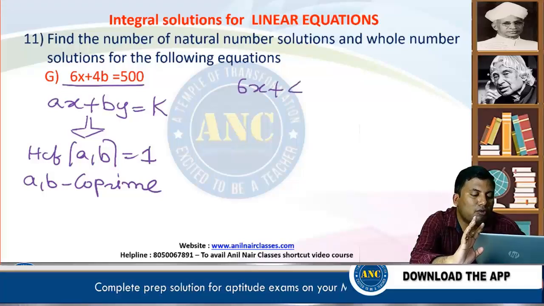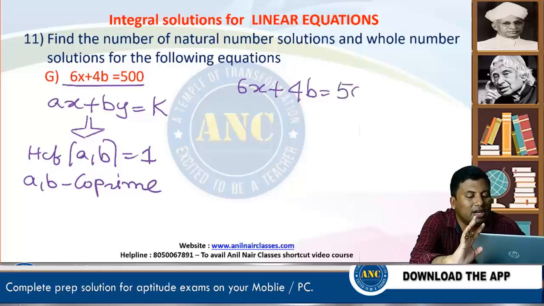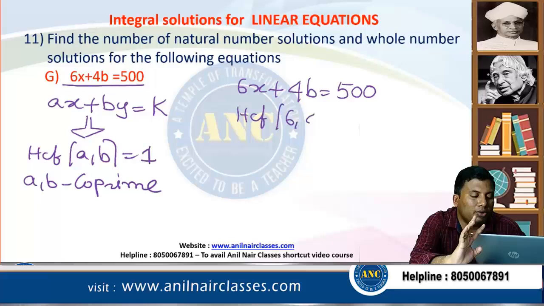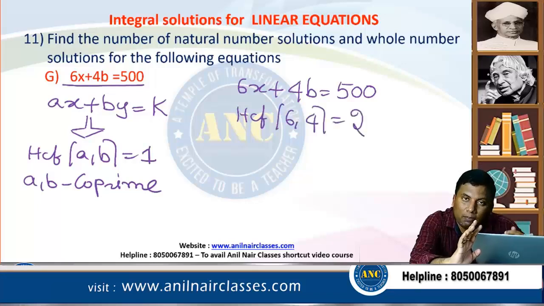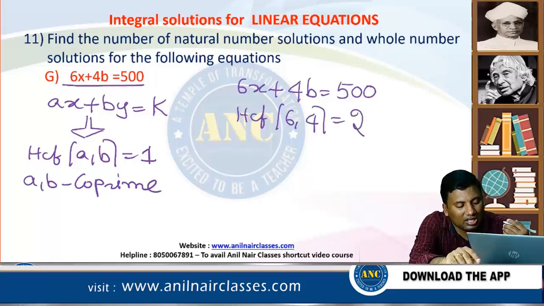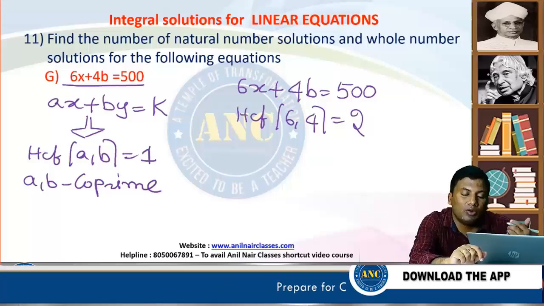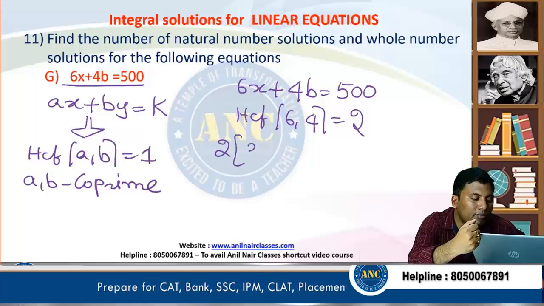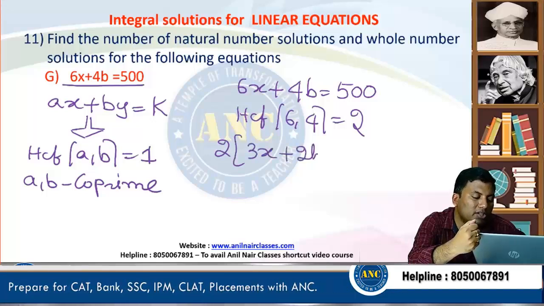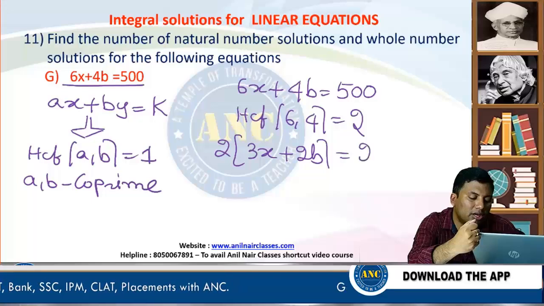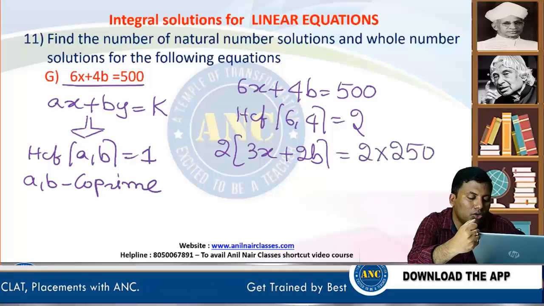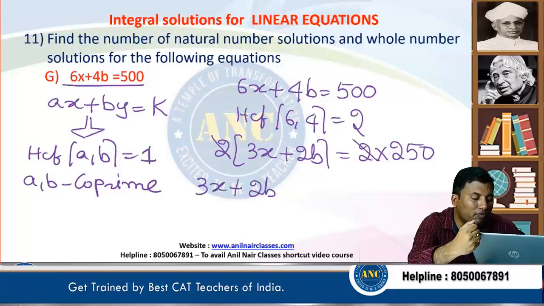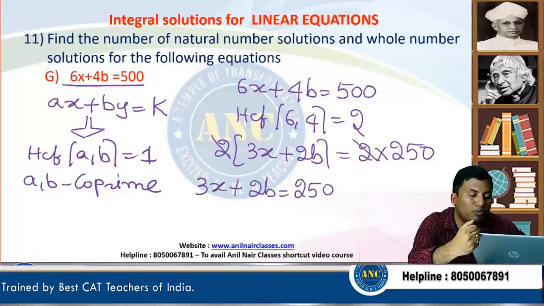6x plus 4y is equivalent to 500. 6 and 4 are not co-prime to each other. HCF is 2. Simplify the equation. Write the equation in the simplest form where you cannot divide it further. So if I take 2 into 3x plus 2y, it is nothing but 2 into 250. 2 cancels. 3x plus 2y is 250.